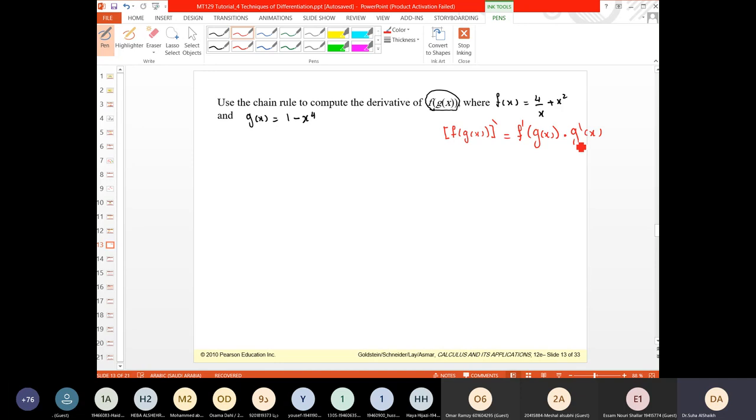So I need F dash, I need G dash, and I need to put G inside F dash. So I'm going to find F dash of X and I'm going to find G dash of X. What is F dash of X? F of X is 4 over X. The derivative of this one is minus 4 over X square. I wish you would memorize this one: 1 over X, the derivative is minus 1 over X square. The derivative of X square is 2X. Now for G of X, what's the derivative? Minus 4X3. Good.